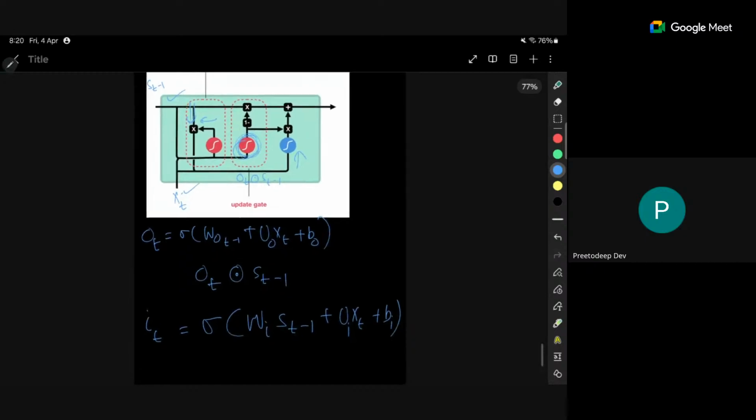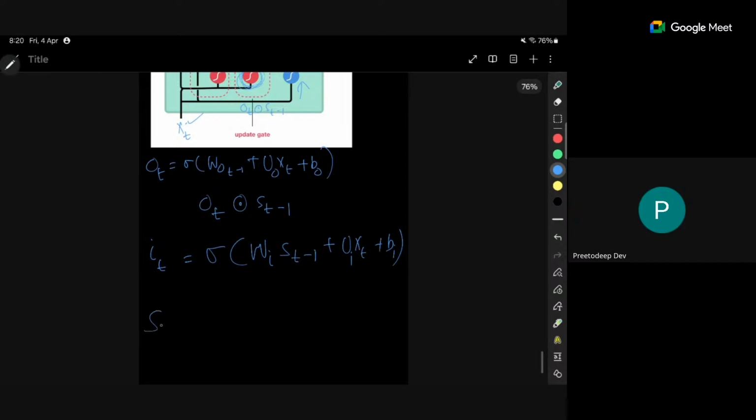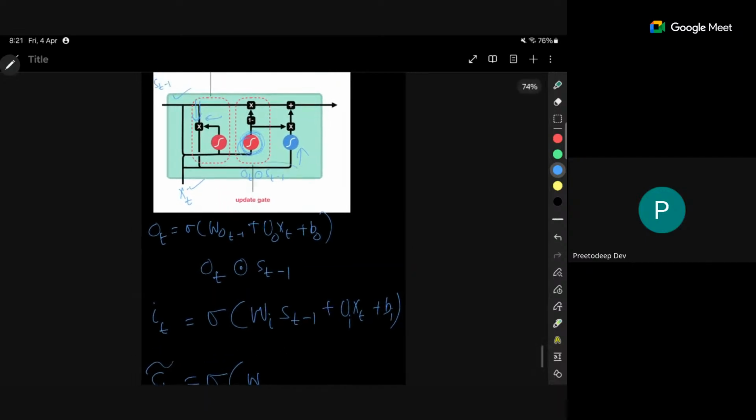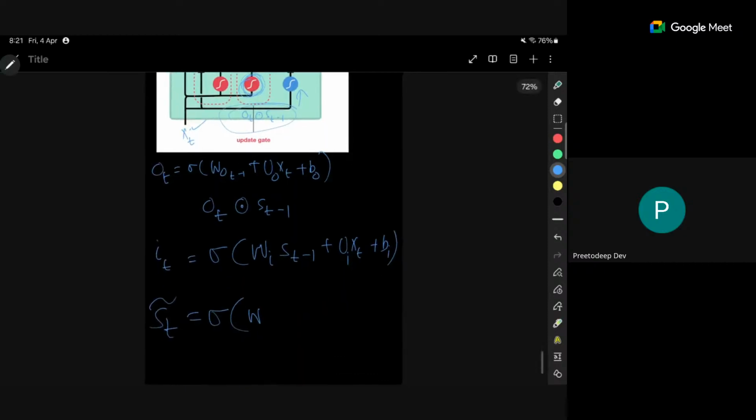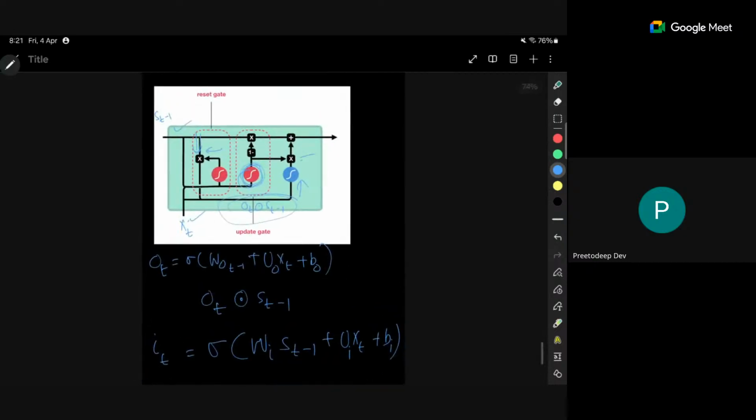Now I'll get one temporary hidden state. So the sigmoid of W, and so this I have sent. OT and element-wise multiplied with ST minus one will go and be multiplied with the W thing. Then U XT minus will come, plus B. Right, so this is what the temporary state is. For this part here, it is producing ST temporary state, tilde.